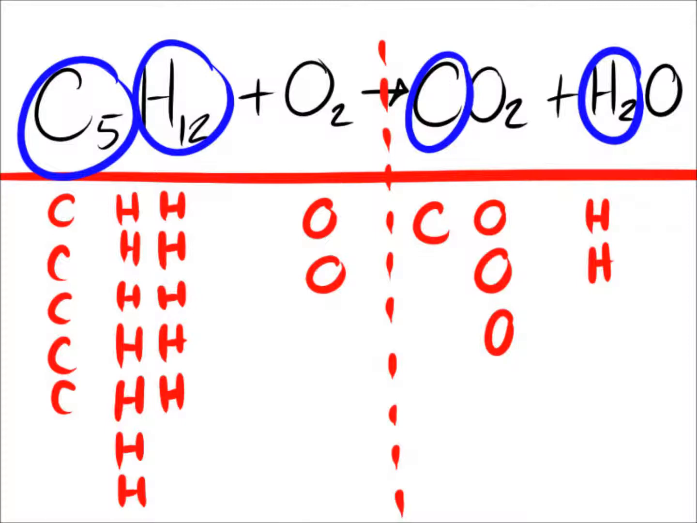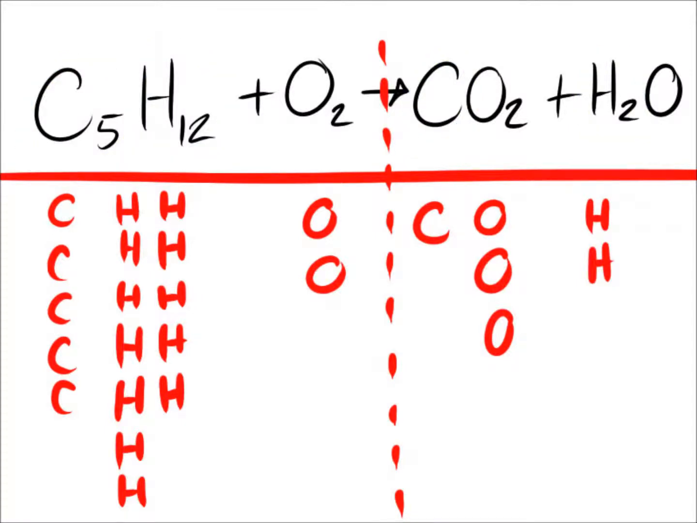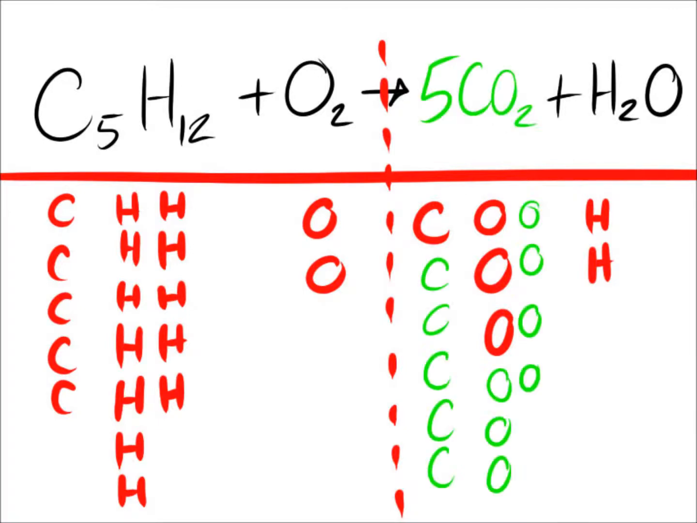In this case, we'll be working with carbon first, or C. Since there's 5 carbon atoms on the left side, we have to put a 5 in front of the other carbon so that they both even out. Since the carbon on the right has oxygen tagging along, you have to increase the oxygen as well. So 2 times 5 equals 10, so 10 oxygens.